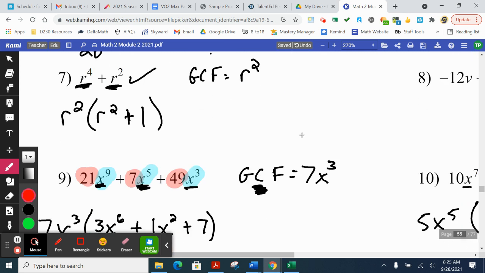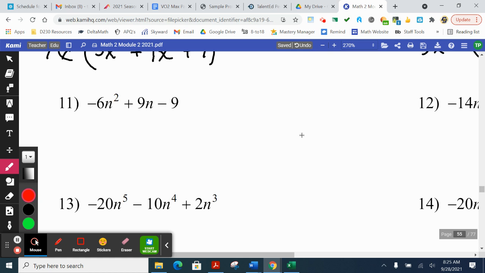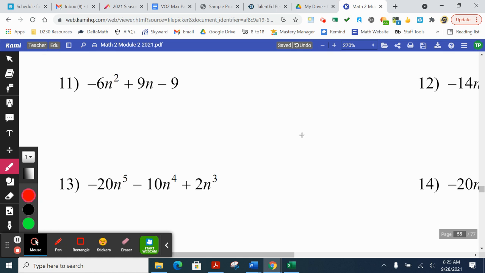Okay, last one before we kind of move on. You're going to get some more practice of this. Go down to number 11, see if you could do 11. So again, what we're identifying, that leading term is negative. So whatever you think your GCF is, we want to make it a negative of that number.